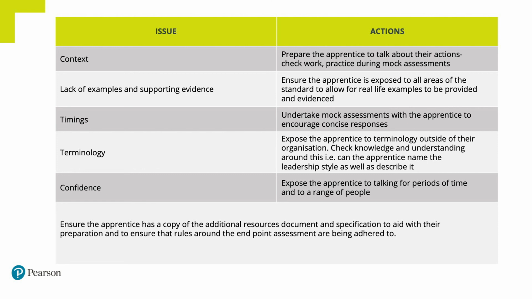So obviously, a key thing is to make sure that the apprentice is exposed to all areas of the standard, whether it is part of their job role or not, and this will allow for real life examples to be provided as evidence. This is a key thing that can let the apprentice down in the endpoint assessment, because all components have to relate to real life examples.